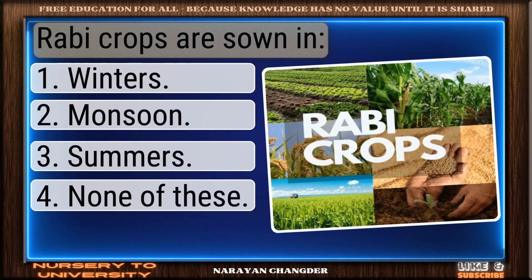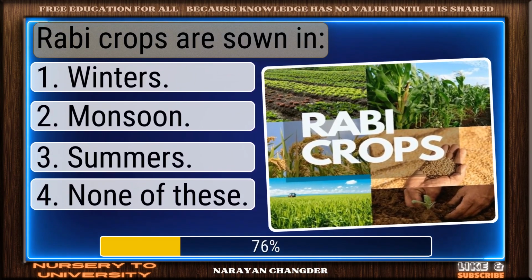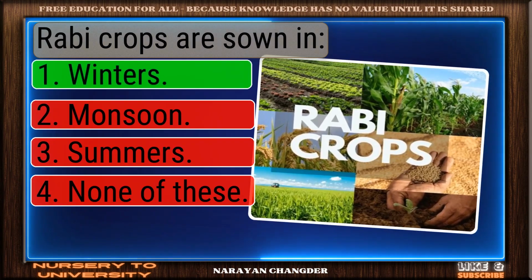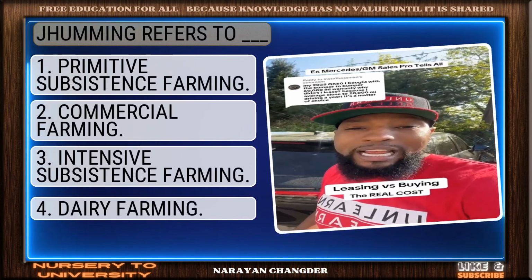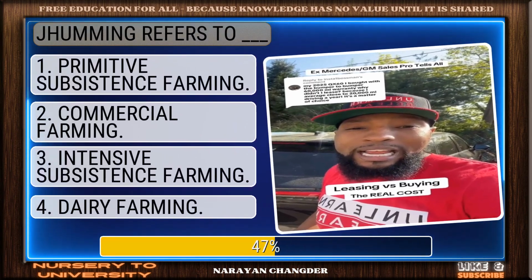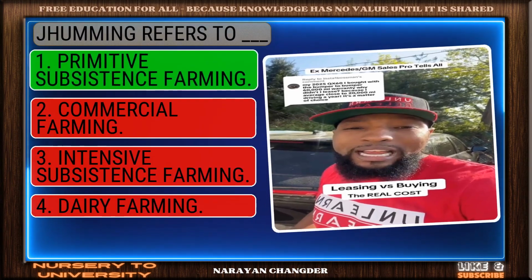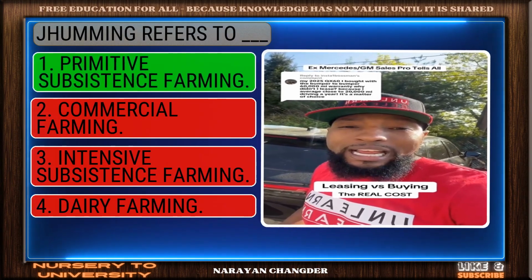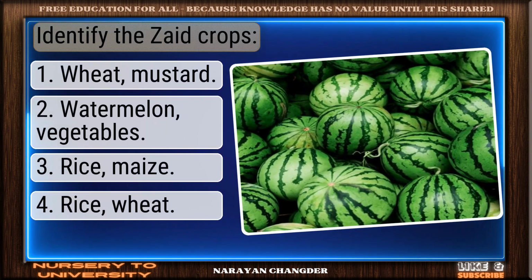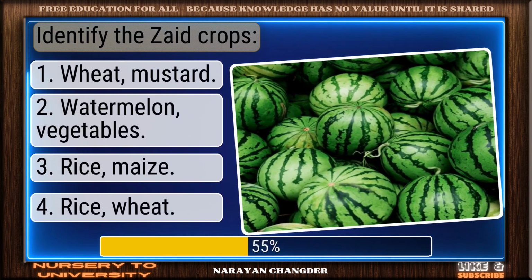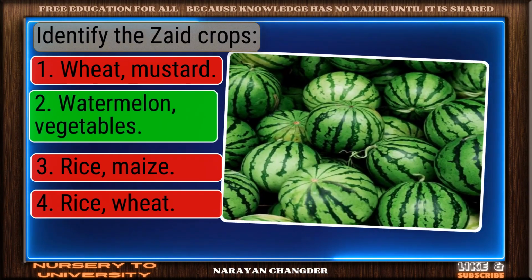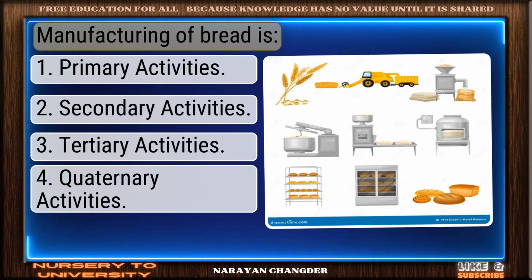Rabi crops are sown in... Well reasoned. Winters is correct. Jhumming refers to dash. Smart move. Primitive subsistence farming is the accurate answer. Identify the Zaid crops. Exactly. Watermelon, vegetables make sense.